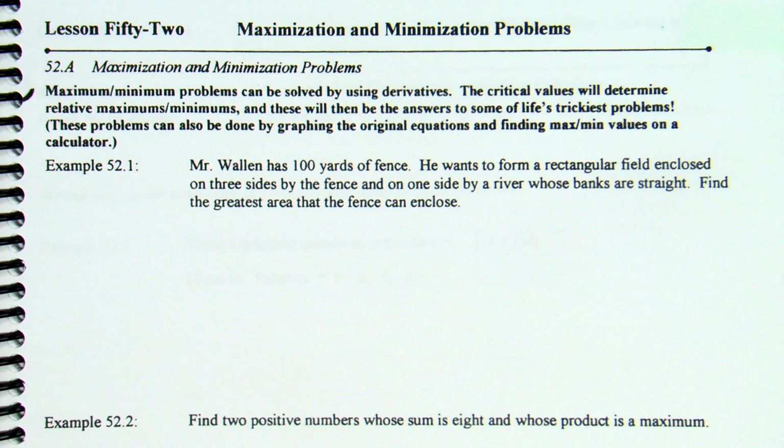So, Mr. Wallen has 100 yards of fence. He wants to form a rectangular field enclosed on 3 sides by the fence and on 1 side by a river whose banks are straight. Find the greatest area that the fence can enclose.